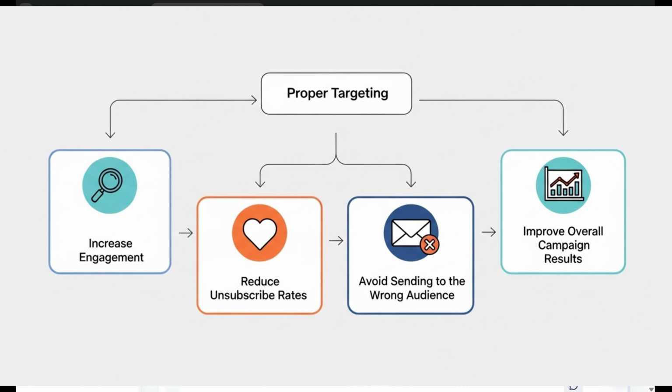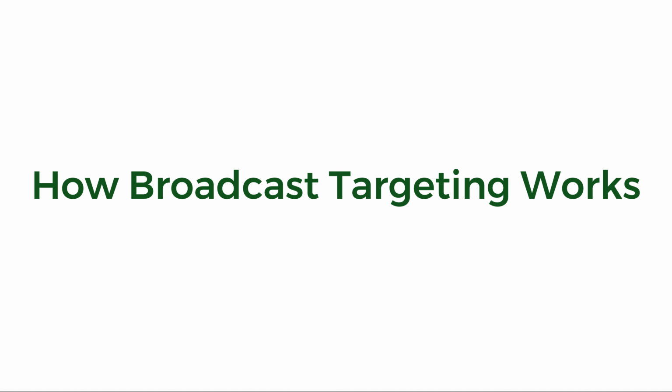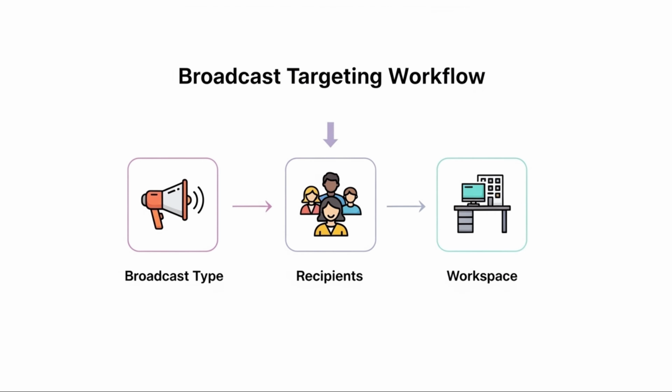Proper targeting helps you increase engagement, reduce unsubscribe rates, avoid sending to the wrong audience, and improve your overall campaign results. Now let's understand how broadcast targeting works. When creating a broadcast, you must define three things: the broadcast type, the recipients, and the workspace. All three directly affect who receives your message.